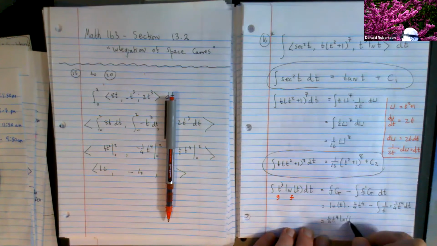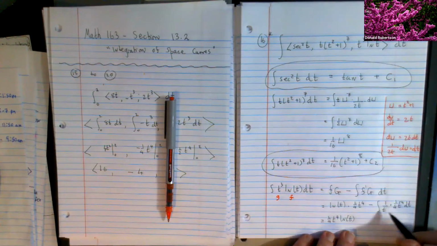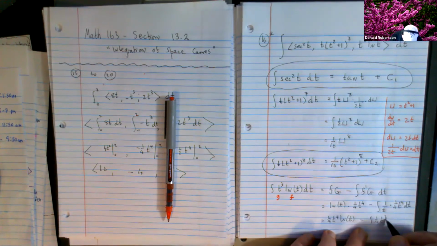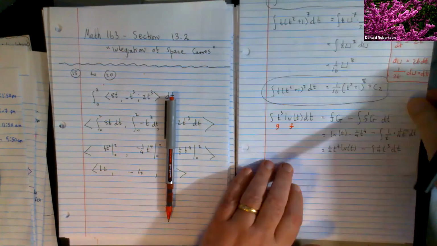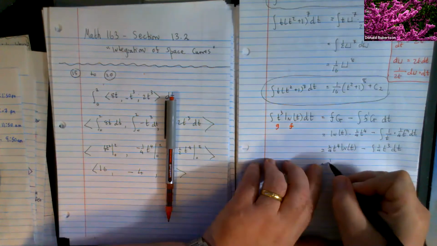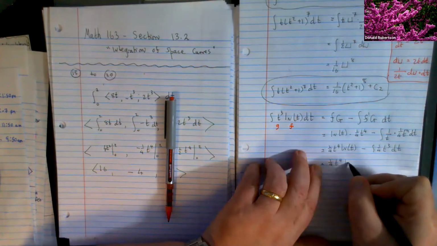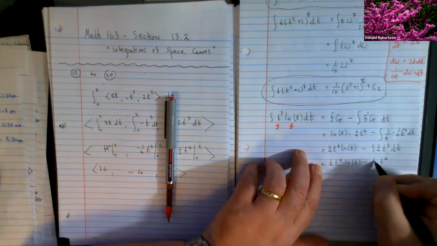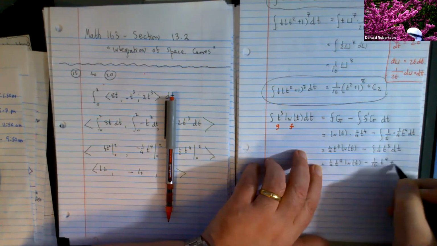One of these t's cancel, and we're looking at that guy. So one more power rule and we're done. Add 1 to the power, divide by the new power, and put in a C3. Okay.